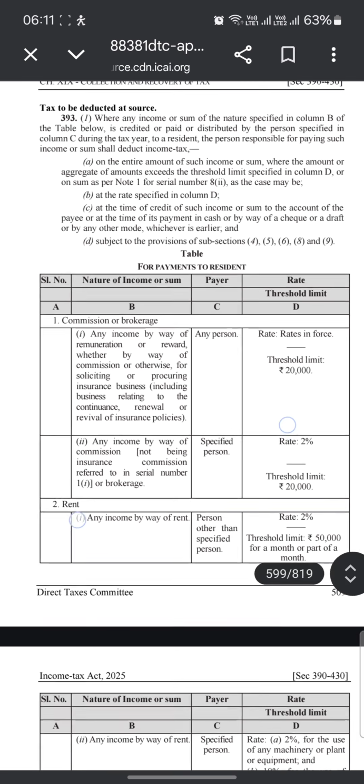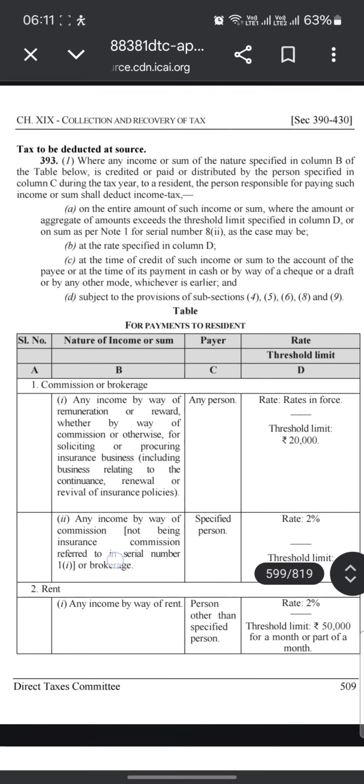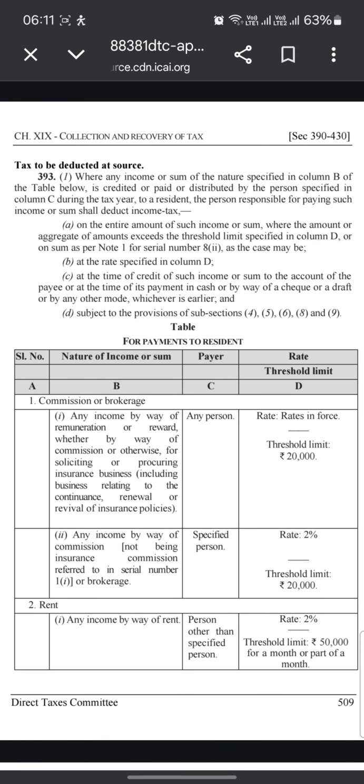So we start with section 393. Here the sections are just converted into a table. They are stating everything in the table, not in specific interpretation sections or subsections. They have removed all the subsections and now come only with tables. What it says here is that the sum of the nature is specified in column B.